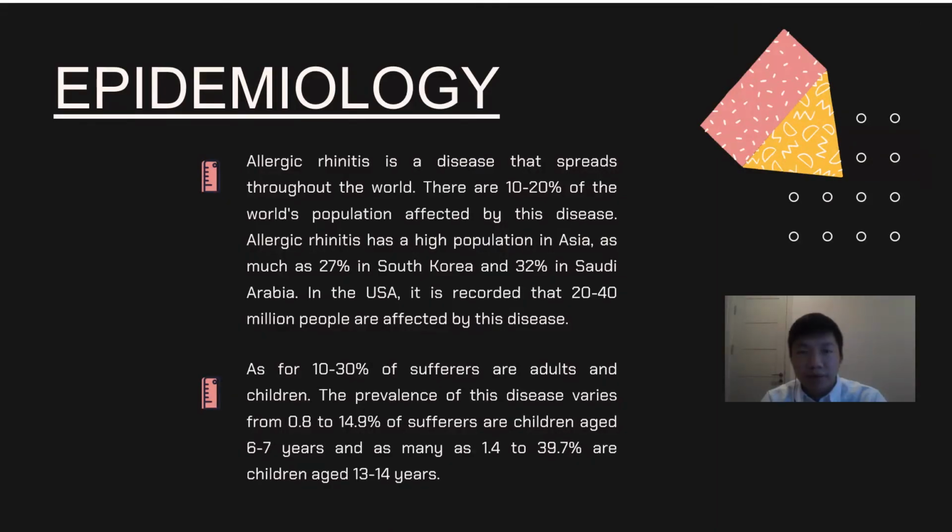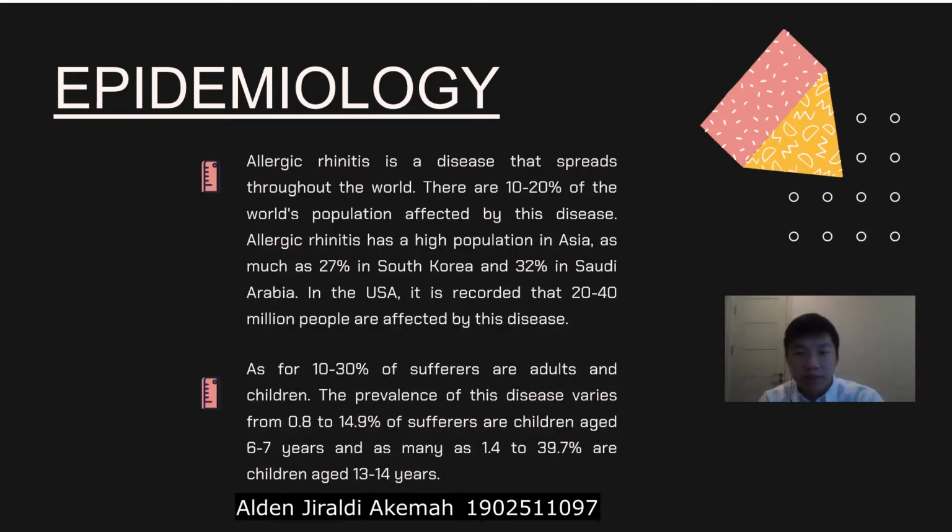So next is about the epidemiology of allergic rhinitis. Basically, those who suffer from allergic rhinitis can be found worldwide. It is a disease that spreads throughout the world. There are 10 to 20% of the world population affected by this disease.